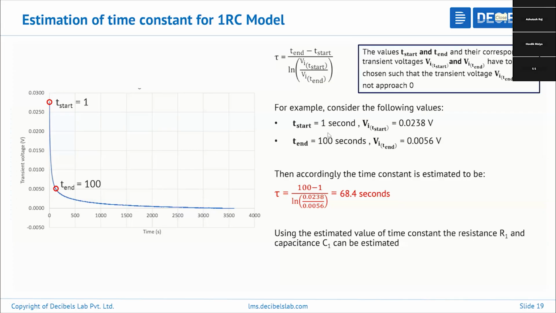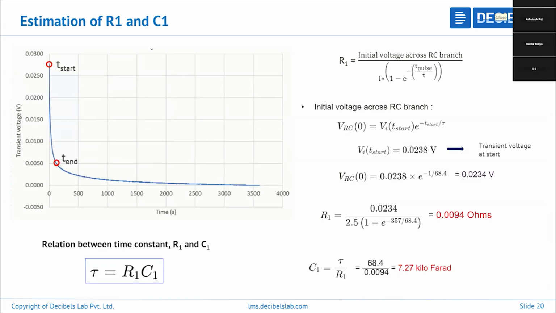Now with this time constant, we will be able to get our R1 and C1. So how will we get R1? We know that in a parallel RC circuit in a battery, there will be some initial voltage during the pulse, and with that initial voltage there will be some transient associated with it. So we will calculate our R1 from the initial transient voltage that was there across your RC branch during the pulse.